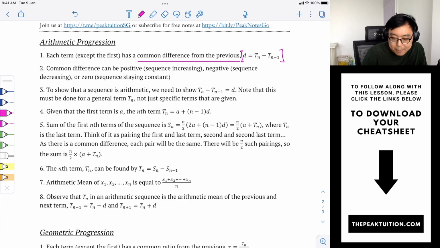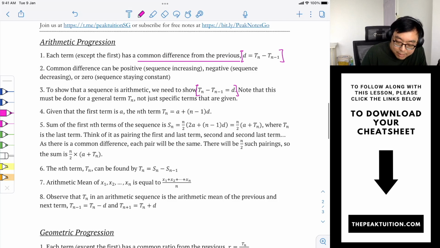This common difference can be positive, where the sequence will be increasing, negative, where the sequence will be decreasing, or zero, so the sequence will be staying constant. It is still considered arithmetic progression if it's constant. So if you have like 3, 3, 3, 3, 3, that is also an arithmetic progression with a common difference of 0. To show that a sequence is arithmetic, we just need to show that a general term, Tn, subtracting Tn minus 1 gives us the same value of a common difference.